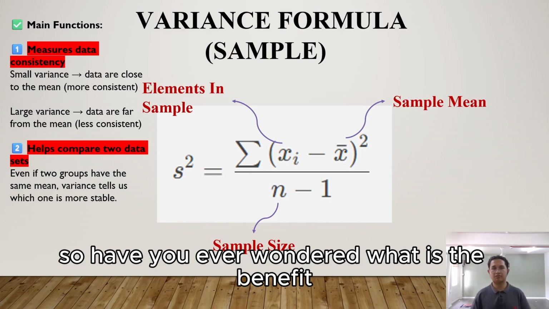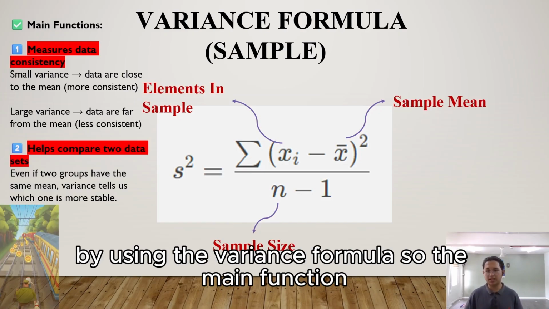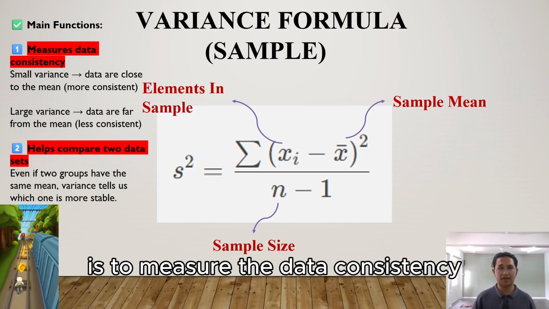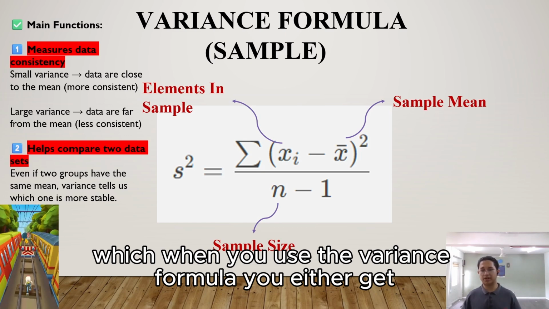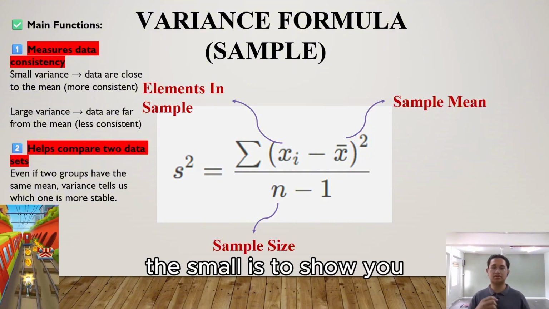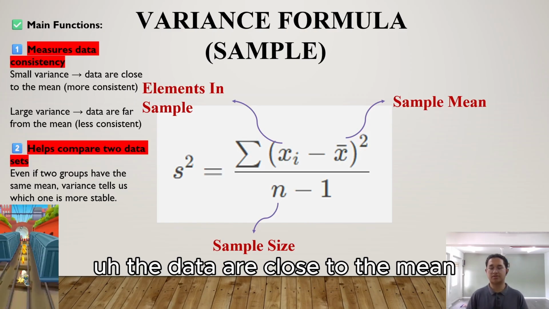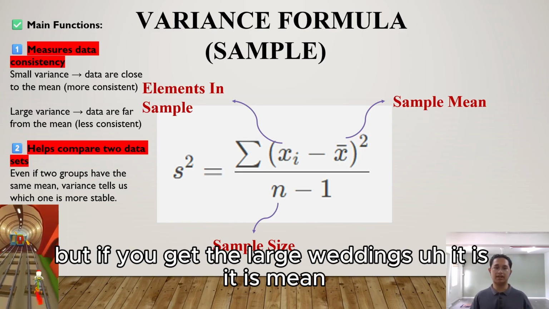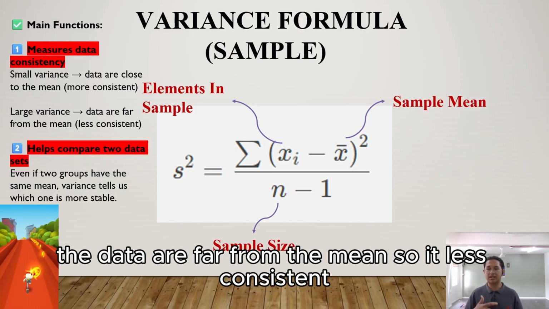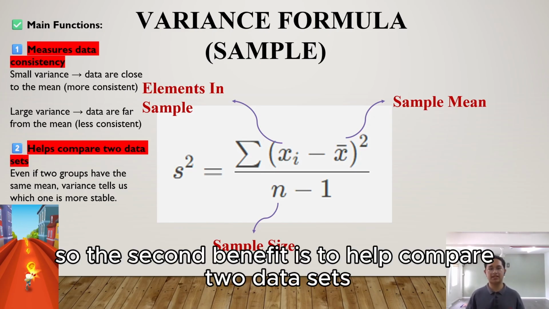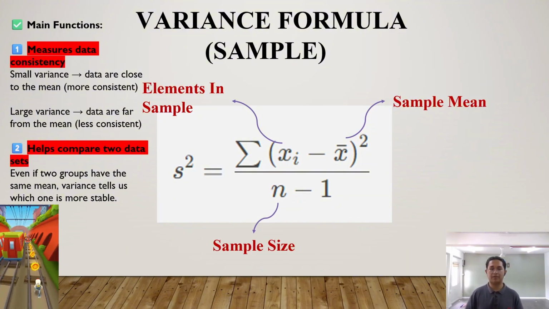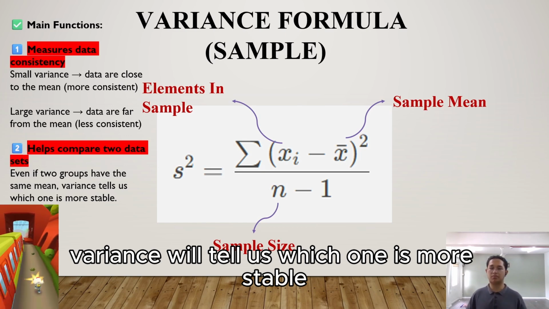So, have you ever wondered what is the benefit of using the variance formula? The main function is to measure the data consistency, which when you use the variance formula, you either get the small variance or the large variance. The small is to show you the data are close to the mean, so it is more consistent. But if you get the large variance, it means the data are far from the mean, so it is less consistent. The second benefit is to help compare two data sets. Even if two groups have the same mean, variance will tell us which one is more stable.